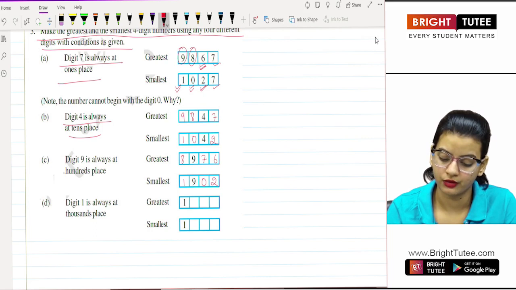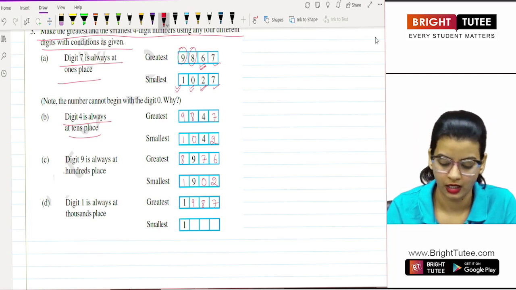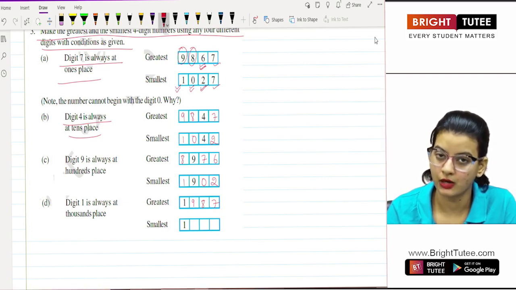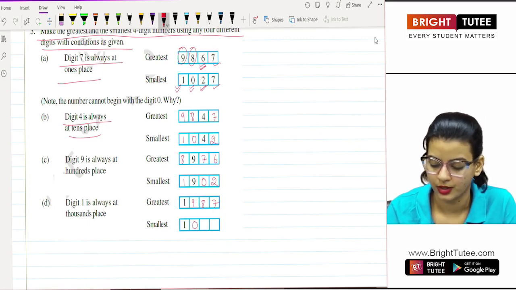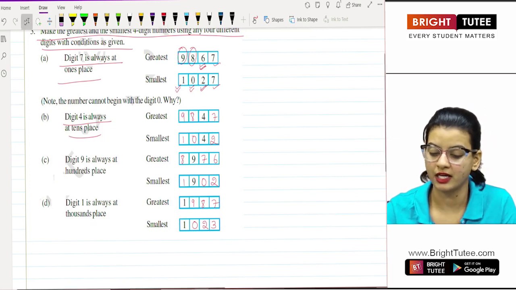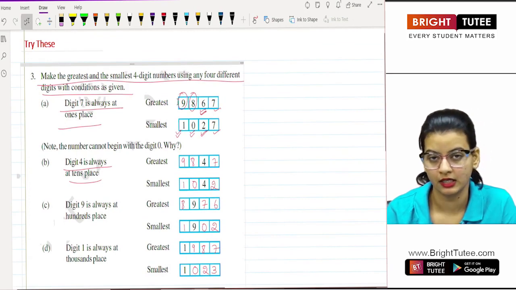Okay. Now the greatest 4-digit number we have to make, with 1 in the thousands place. In that case 9 will be in the hundreds place, 8 will be in the tens place, and 7 will be in the ones place. Okay, and the smallest 4-digit number, in that case we have got 1 in the thousands place. So for the smallest number we can use 0 in the hundreds place, 2 in the tens place, and 3 in the ones place. Okay, so with this we have made the greatest and the smallest 4-digit number with the given conditions.